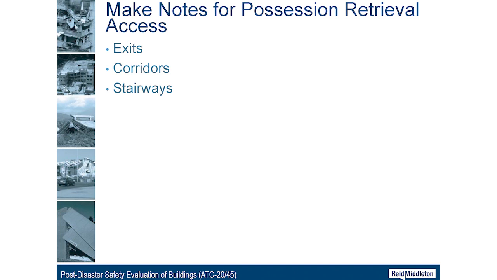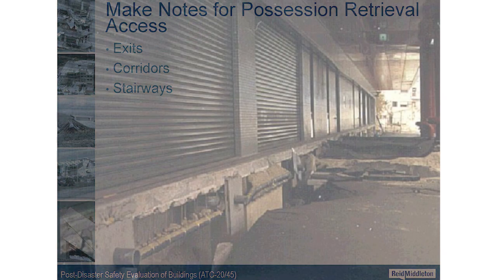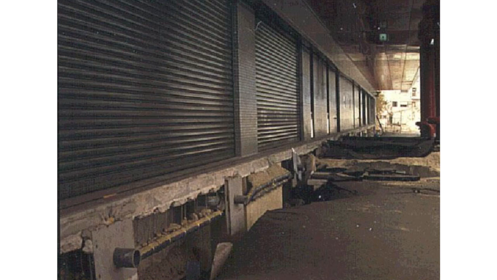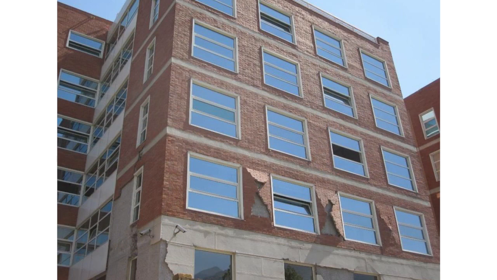So just be cognizant of the accessibility: exits, stairwells, corridors, especially if there's material or debris that have fallen and made those corridors and access points not safe. Here's one example of this. This is a loading dock. The building's on piles. The building has basically not been damaged at all, but the access and approach to the loading dock is obviously severely compromised by geotechnical failures, making it not that useful.